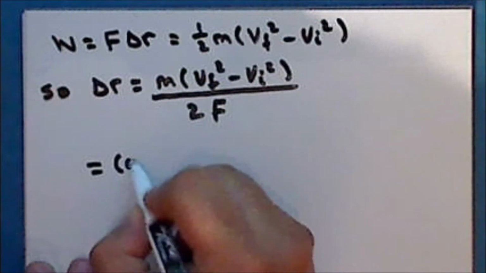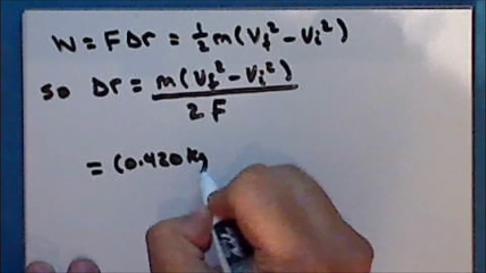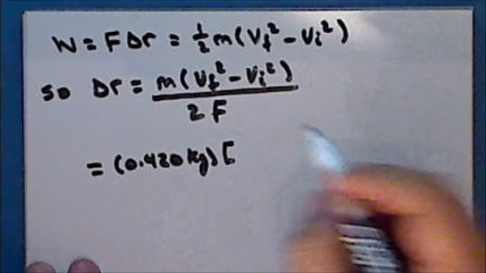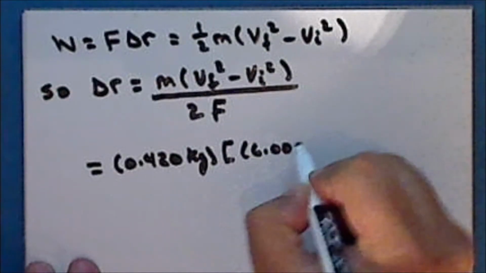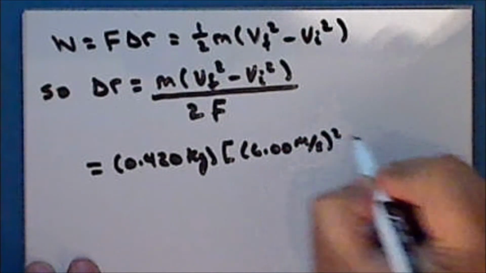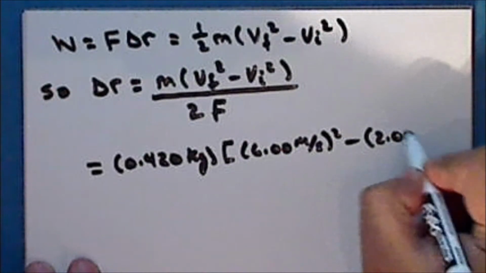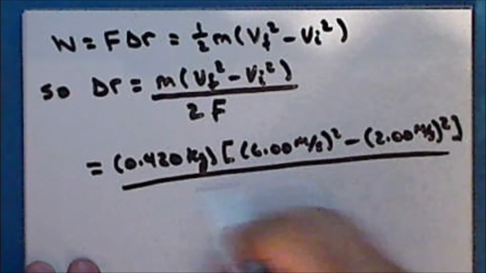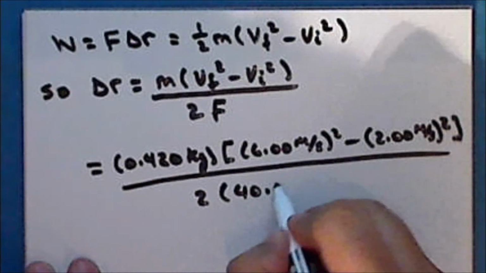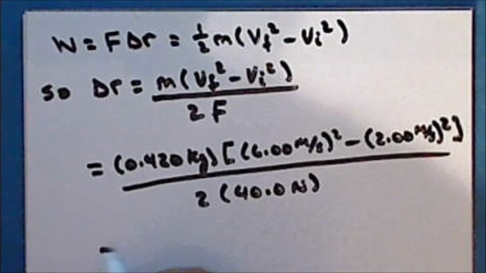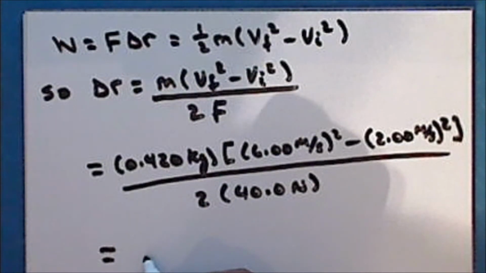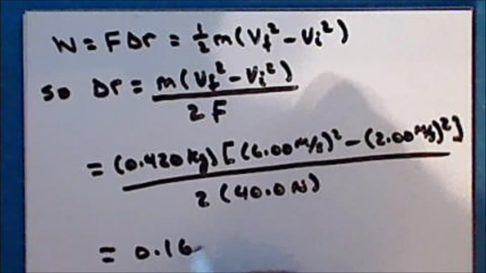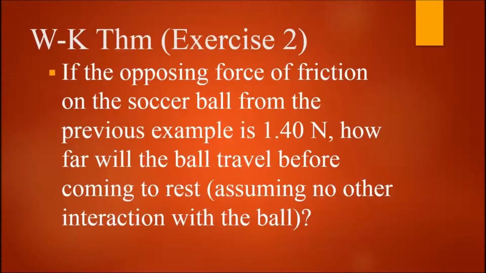And so this is 0.420 kilograms times the quantity (6.00 meters per second) squared minus (2.00 meters per second) squared, divided by 2 times 40.0 newtons, which to 3 significant figures is 0.168 meters.